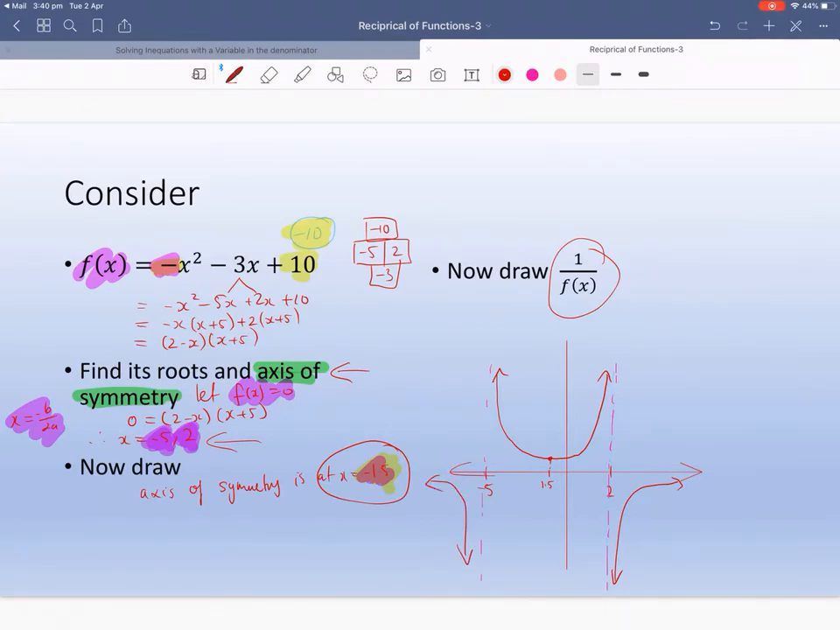But essentially, you substitute a few values into here, and you get the idea of where it lies on the graph. The main point of this lesson is, if we have f of x, when we draw its reciprocal, 1 over f of x, the roots become the asymptotes of the new graph. Hopefully that makes sense. Peace out.